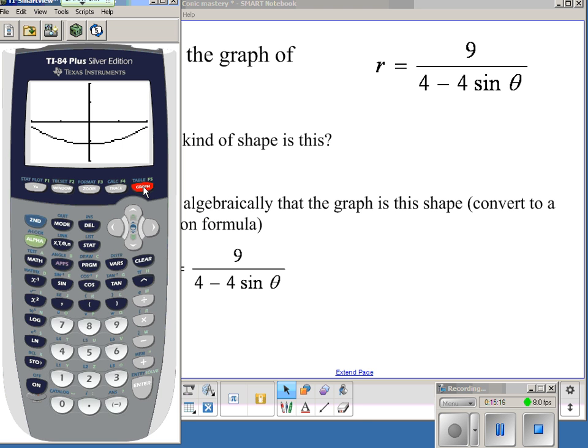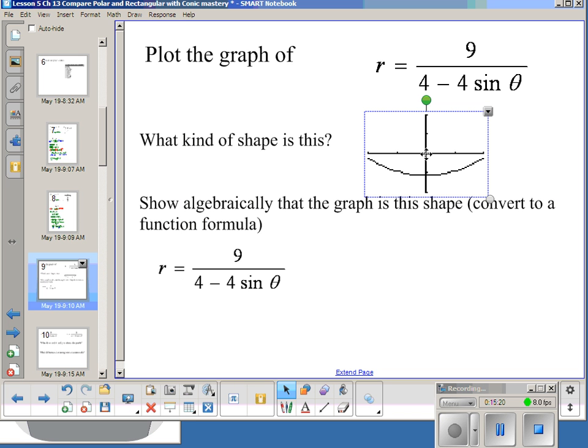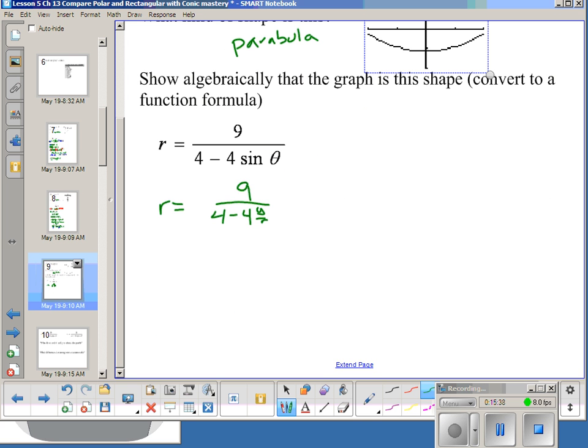Ooh. This one, it's kind of hard to see. Looks like maybe it could be part of an ellipse, but it is actually a parabola. And so how do we get a parabola out of this? Similarly, 9 over 4 minus 4. In this case, sine of theta is y over r. I will multiply the bottom up, right? So I get 4r minus 4y equals 9.